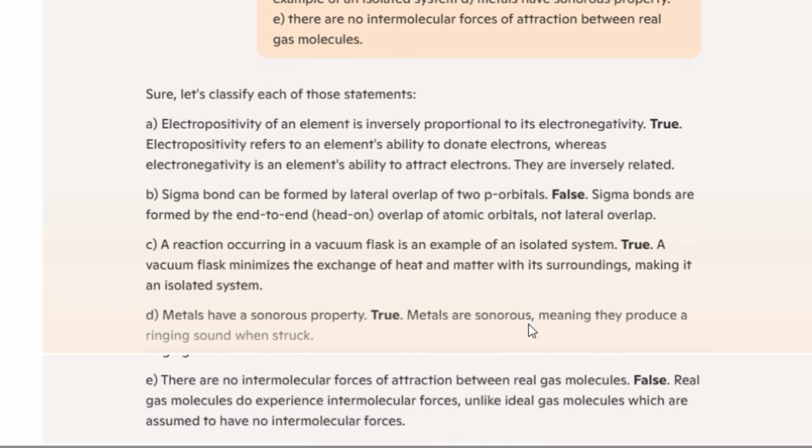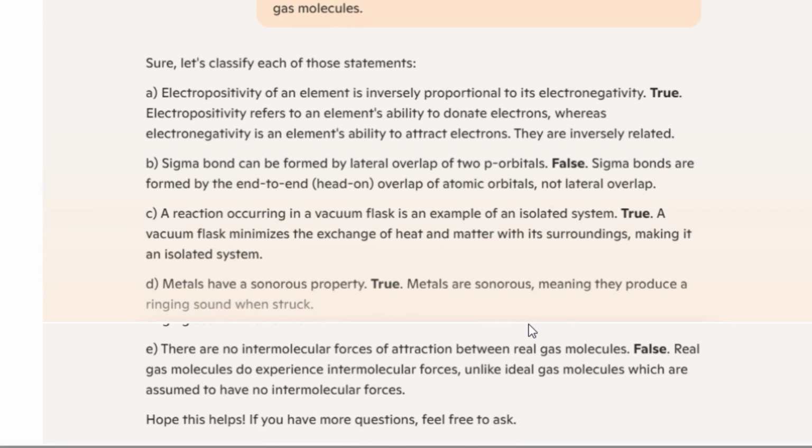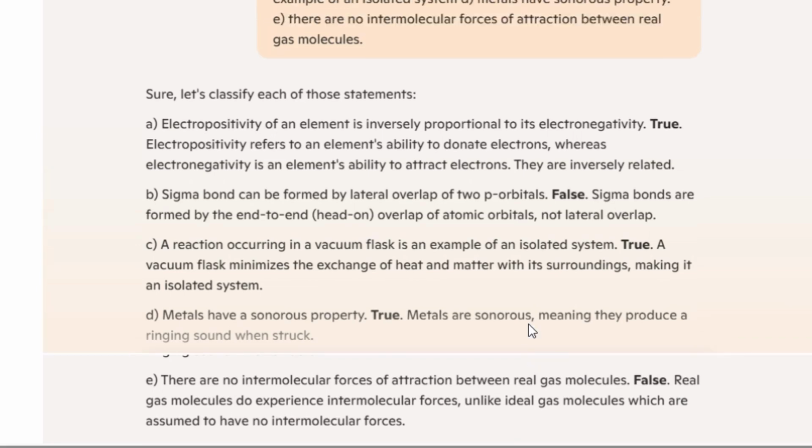Then metals have a sonorous property. True. Metals are sonorous, meaning they produce a ringing sound when struck. Then look at E. There are no intermolecular forces of attraction between real gas molecules. False. Real gas molecules do experience intermolecular forces, unlike ideal gas molecules, which are assumed to have no intermolecular forces.